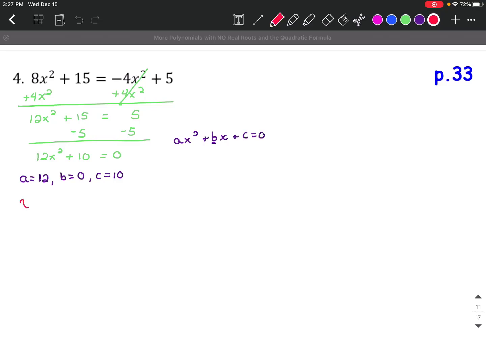Now, we have x equals negative b plus or minus square root b squared minus 4ac all over 2a. Are you sick of the song yet?